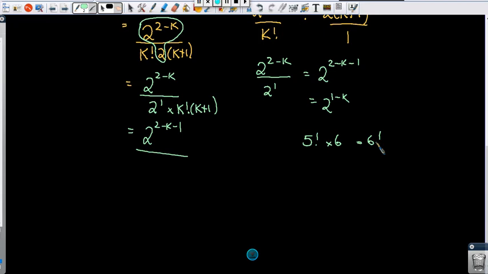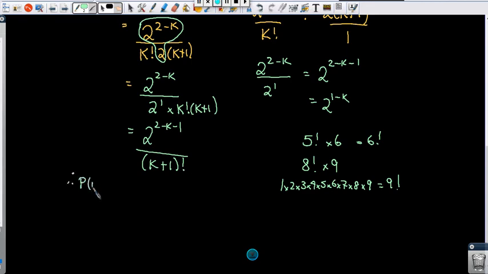And if I've got 8 factorial, this is 1 times 2 times 3 times 4 times 5 times 6 times 7 times 8. And so if I times it by the next term, that's times 9. Is that not now 9 factorial? So you've got k factorial, and then you're timesing it by its next term. So that is indeed k plus 1 factorial. Therefore, P(k plus 1) is true, and write your little statement.